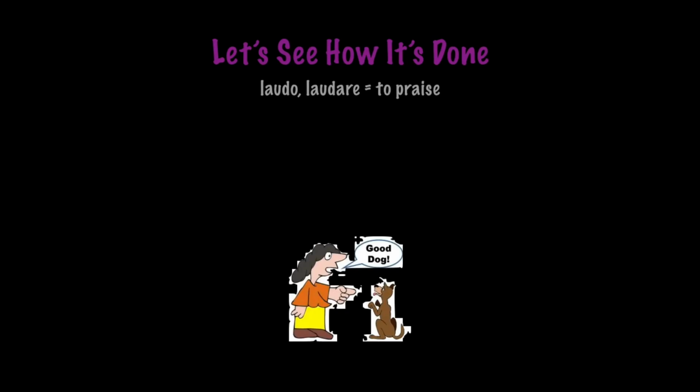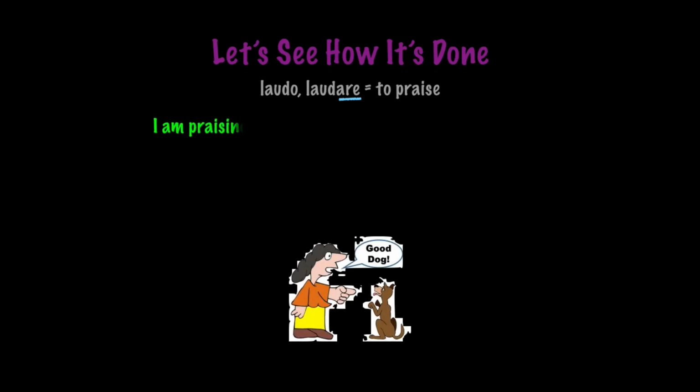So let's see how we are going to write the verb laudo, laudare, which means to praise, in a variety of forms. First of all, I need to find the conjugation and the base of the verb. When I look at the infinitive ending, I see -are, which means that it's a first conjugation verb. This tells me what connecting vowel I need to use. It also tells me what the base is when I remove the -are. So the base will be laud.